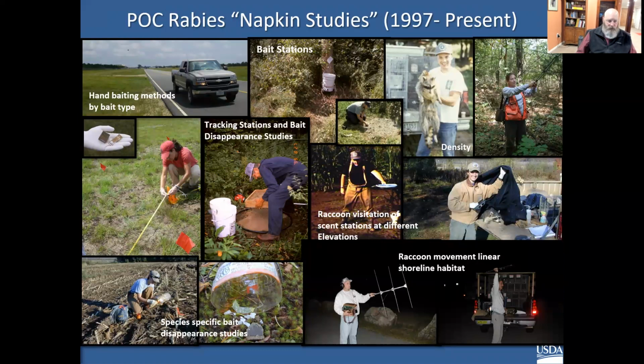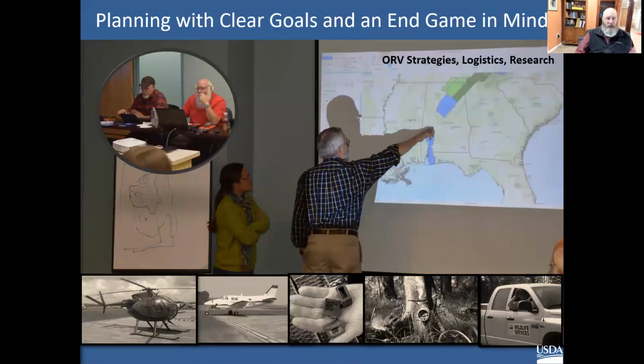And mostly in the Northeast, we were doing some sort of proof of concept and trying to understand, before we had trail cameras, who was coming to the bait, who was eating the bait. We had the basic telemetry projects to look at the movements of raccoons. And that basic information allowed us to do some really clear planning and looking at goals with an end game in mind.